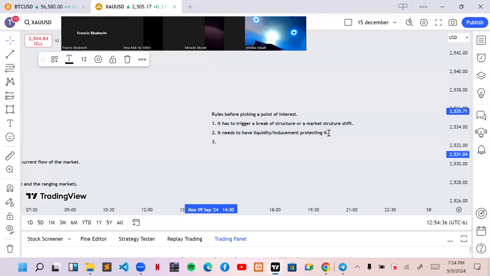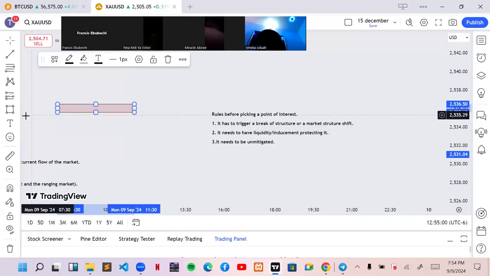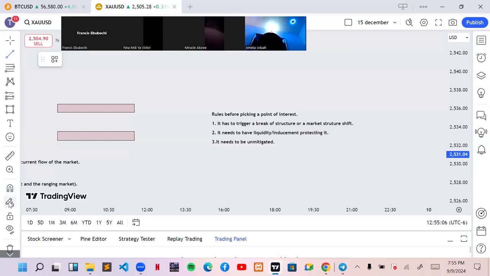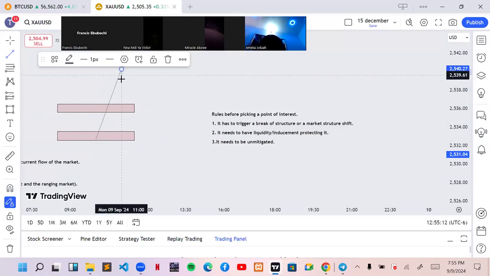The third one is it needs to be unmitigated. What I mean by it being unmitigated is after price triggered a break of structure or a market structure shift, price needs to not have tapped into that zone after that break. This is what I mean. Let's say this is my breaker block, and then this is my other block down here. Price does something like this, and then breaks out of this zone. After breaking out, it made the first pullback. This first pullback did not mitigate this breaker block. You understand? That's what I mean.